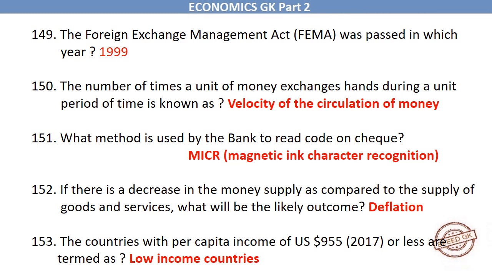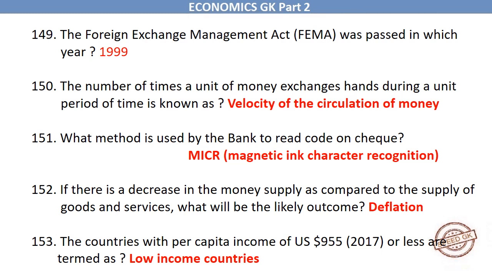1999. The number of times a unit of money exchanges hands during a unit period of time is known as velocity of the circulation of money. What method is used by the bank to read code on check? MICR, magnetic ink character recognition. If there is a decrease in the money supply as compared to the supply of goods and services, what will be the likely outcome? Deflation.